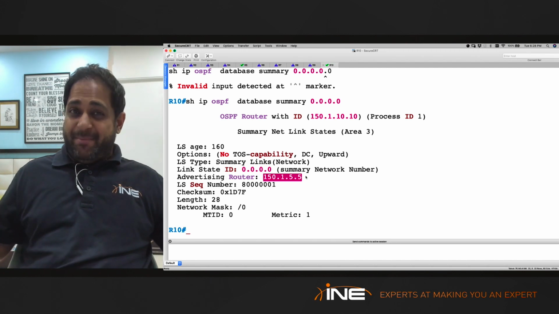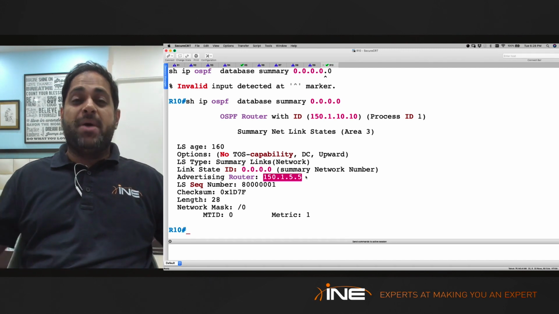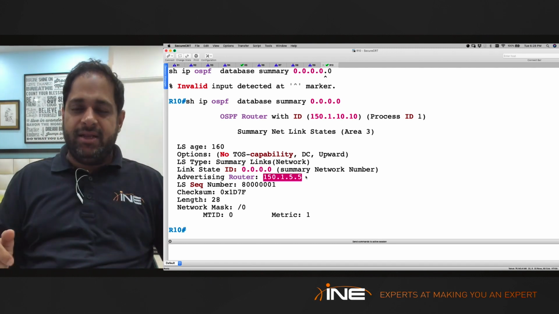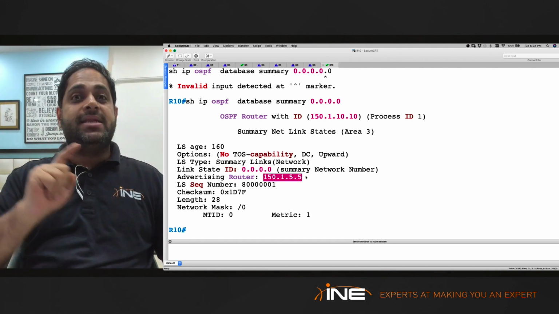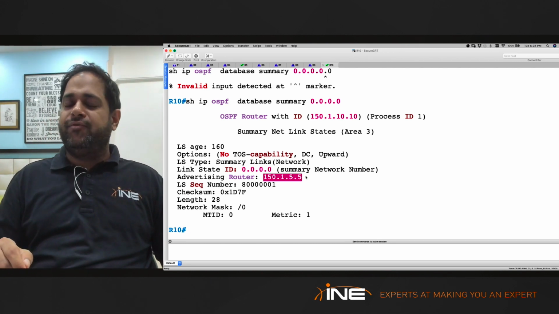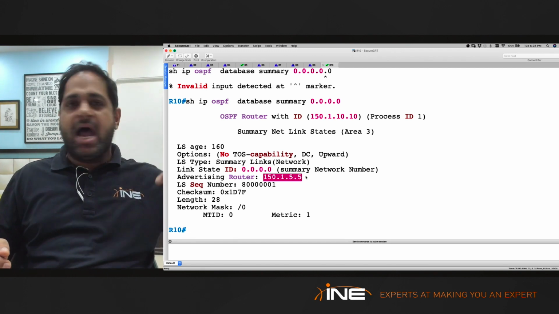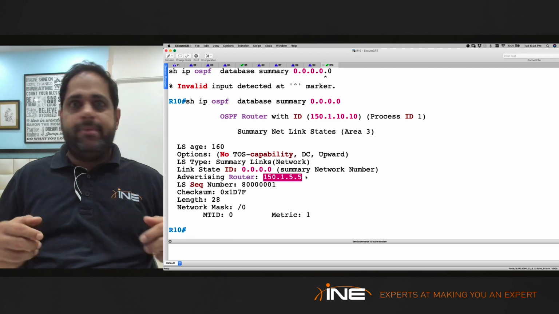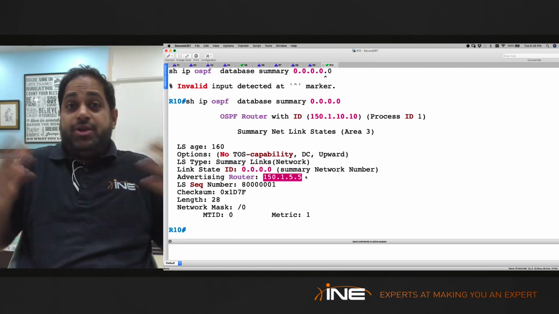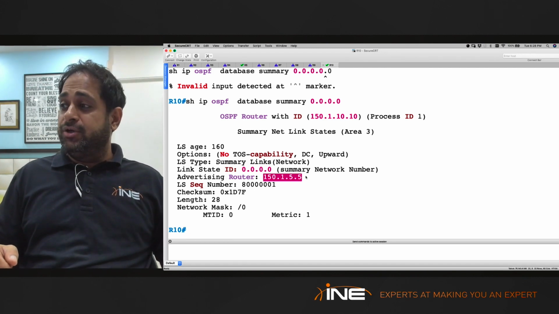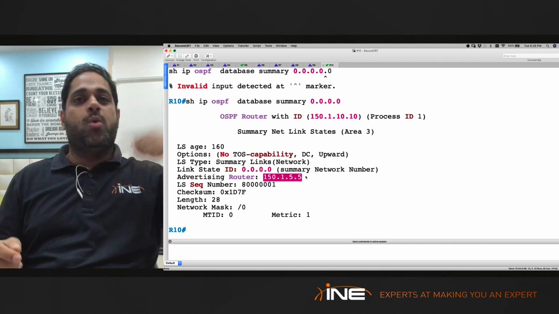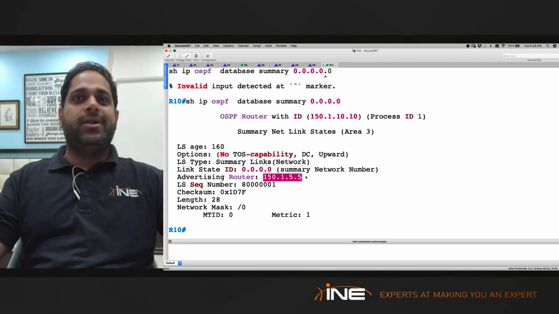And now what's happened with the stubby area is that my routing table has drastically reduced and my database has also drastically reduced, because I don't need to process external LSAs. I don't need to process ASBR LSAs. I don't have to do that. So I'm only concerned with one default route to reach all destinations.